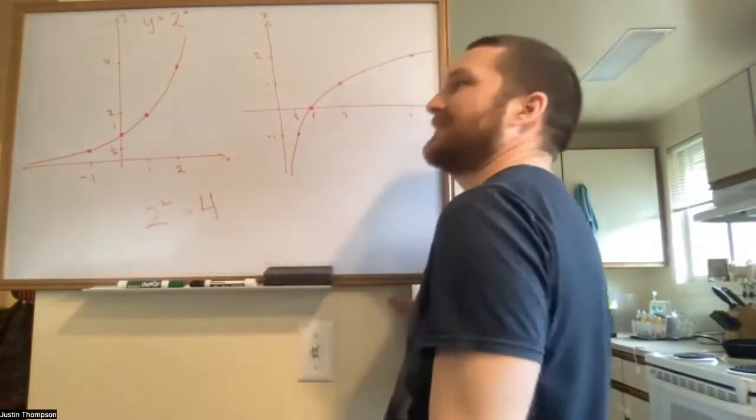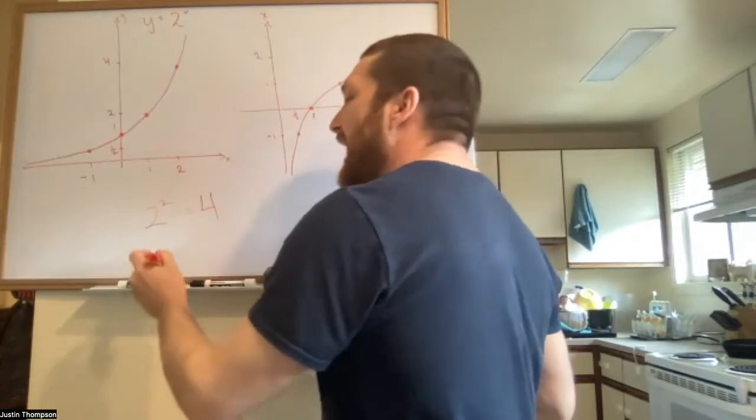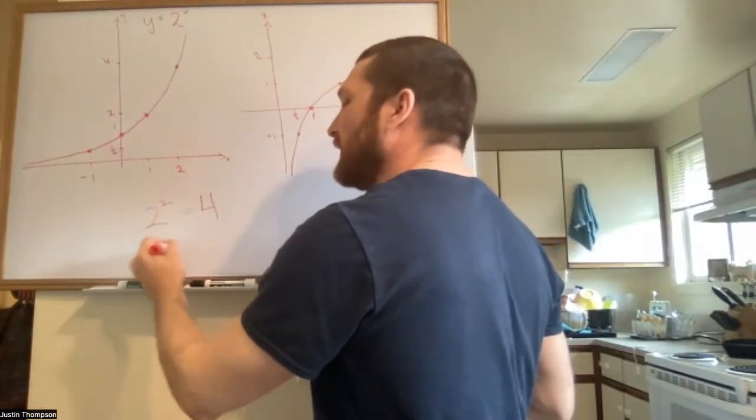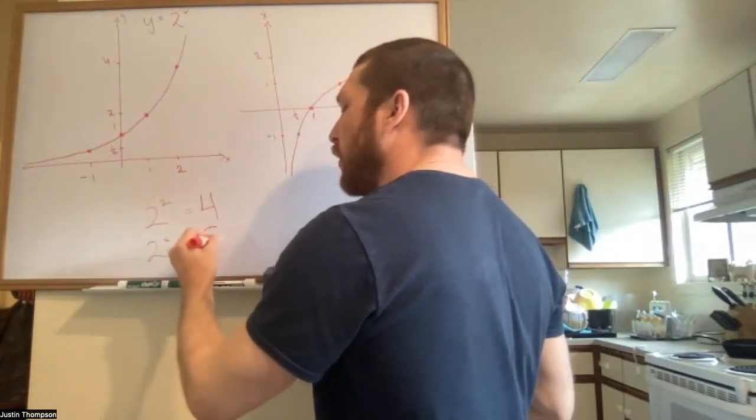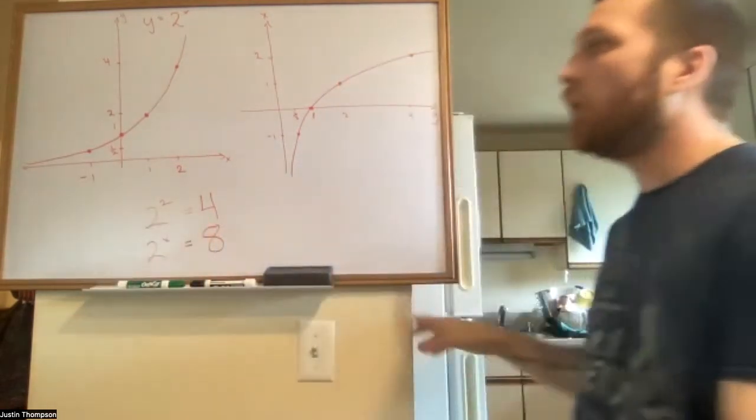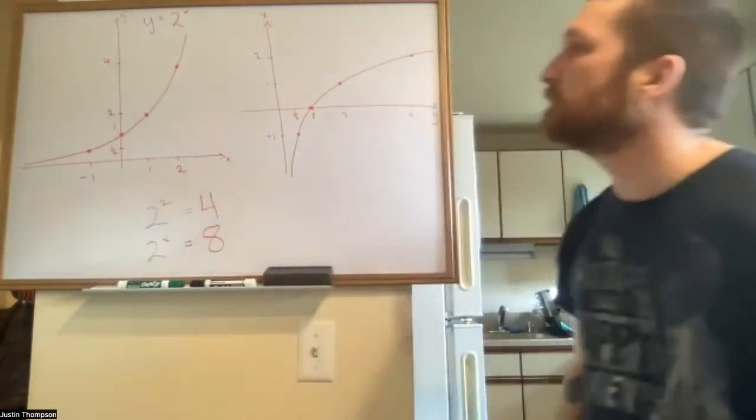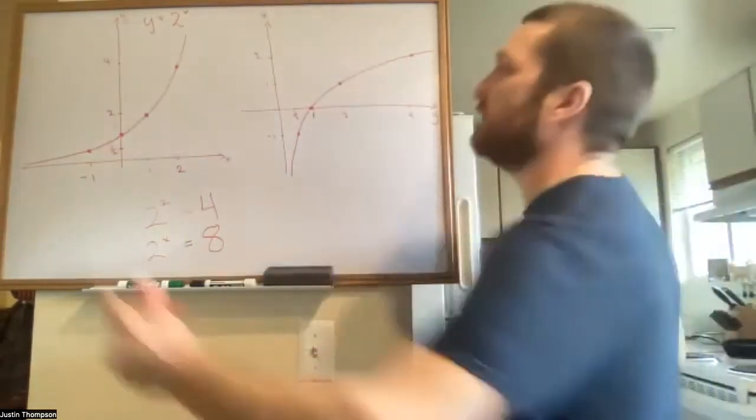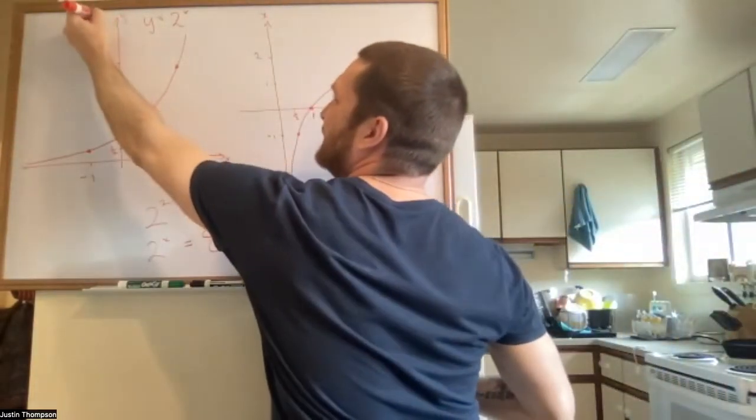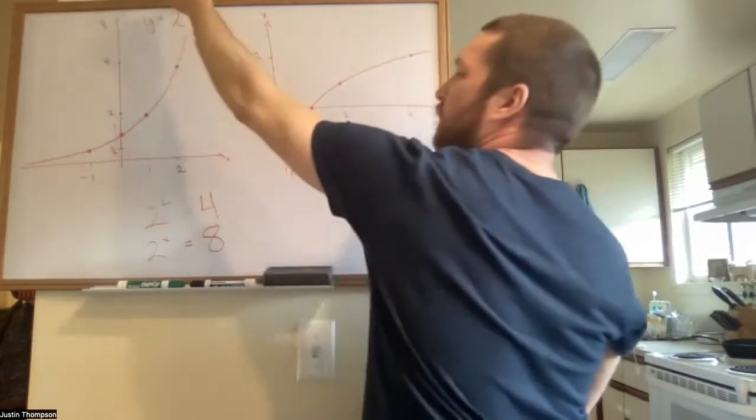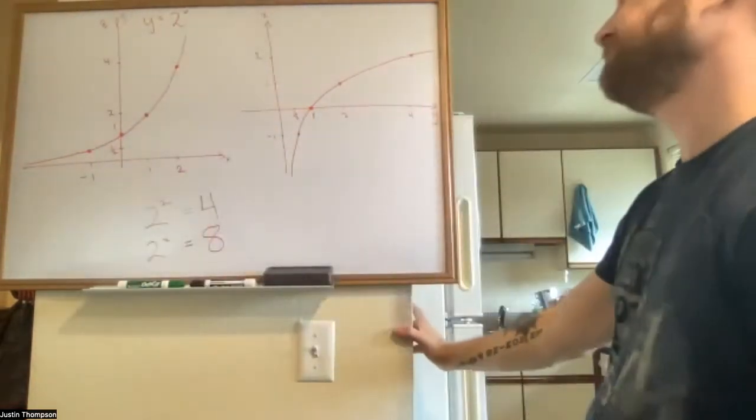Here's a hard one. Here's one that's not on here. Let's say I gave you some number. You plugged it in and the output was 8. What was the input? So the output of this guy was 8. What must the input have been?